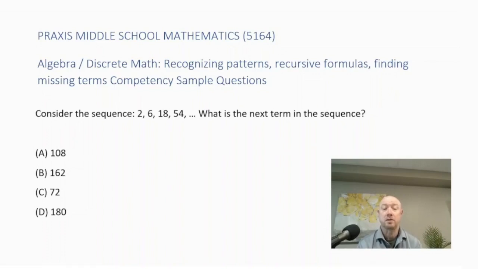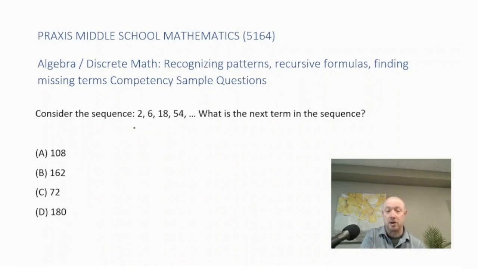Consider the sequence 2, 6, 18, 54. What is the next term in the sequence? Is it A, 108, B, 162, C, 72, D, 180? Okay, so let's check to see if this sequence is arithmetic or geometric. It is not arithmetic because it doesn't go up by the same amount. It goes up by 4 between 2 and 6, but then it goes up by 12 between 6 and 18. So it's not arithmetic.